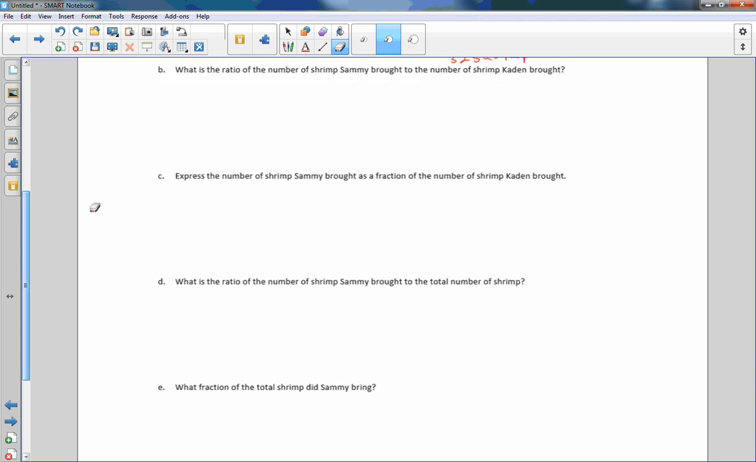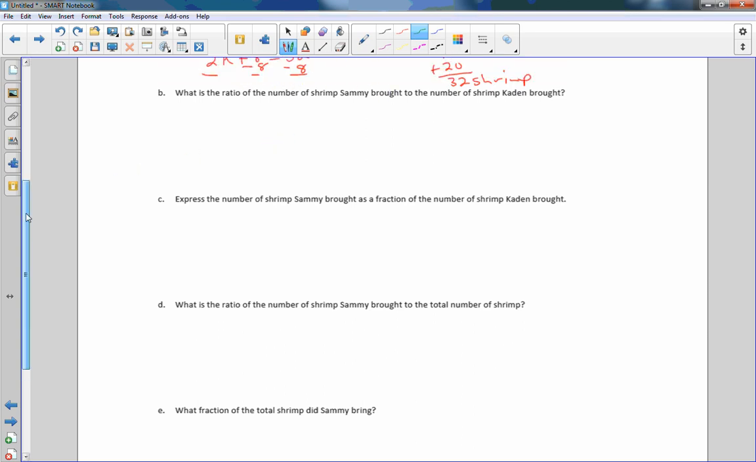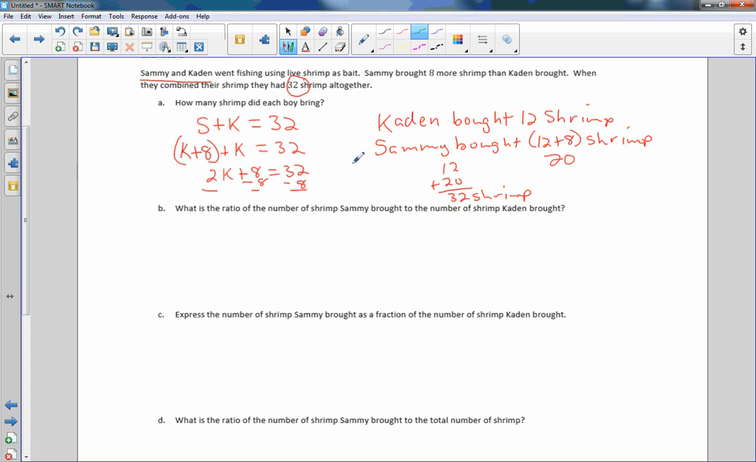B. What is the ratio of the number of shrimp Sammy bought to the number of shrimp Caden bought? Okay. The number of shrimp Sammy bought was 20, and the number of shrimp Caden bought was 12. So the ratio of Sammy to Caden is 20 to 12. Express the number of shrimp Sammy bought as a fraction of the number of shrimp Caden bought. Well, that's just your first number over your second.